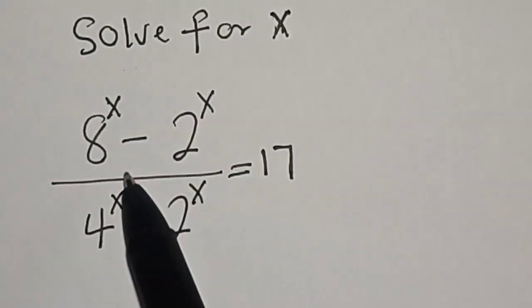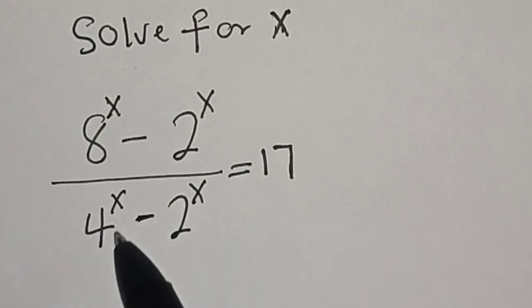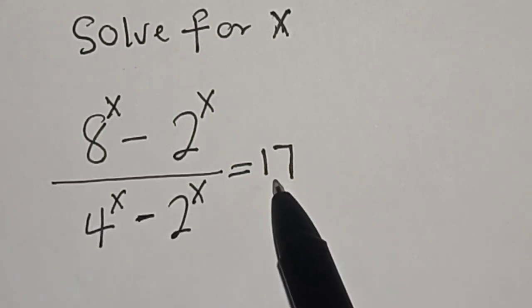Solve for s: 8 raised to power s minus 2 raised to power s, divided by 4 raised to power s minus 2 raised to power s, is equal to 17.